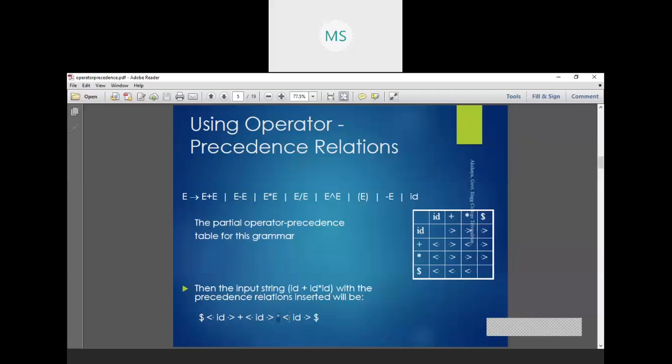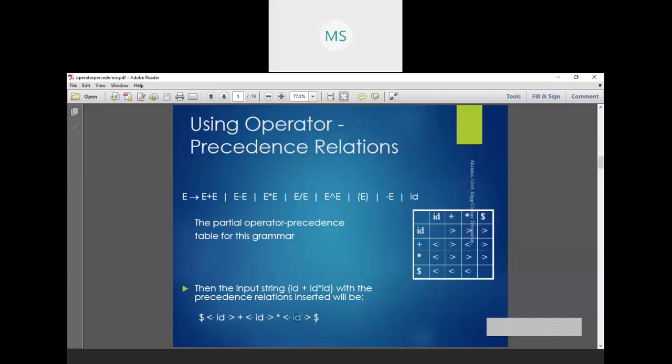Now I compare star and ID. ID has the highest precedence. Now again compare ID with dollar. ID has the highest precedence, so I am writing the greater than symbol. Okay, this is called precedence relations inserted between all the terminals.